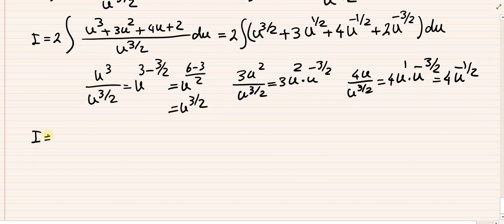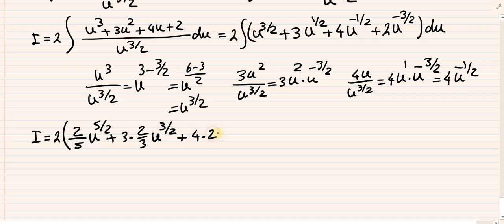And the integral is going to be now the integral of u^(3/2), right? We're going to use the power rule on every one of these. Okay. So 3/2 plus 1 is 5/2. So it's going to be 2 times, invert and multiply, 5/2 becomes 2/5 in the denominator, u^(5/2). Plus u^(1/2), the integral of that would be 3/2. Invert and multiply, we get 2/3. So it's going to be 3 times 2/3 u^(3/2) plus 4 times negative 1/2 plus 1 is 1/2. Invert and multiply, we get 2. And negative 3/2 plus 1 is negative 1/2. Invert and multiply, we get negative 2 u^(-1/2) plus some constant, right?